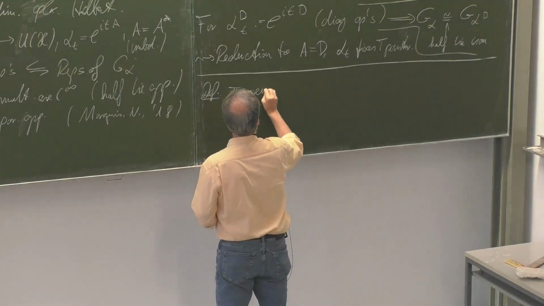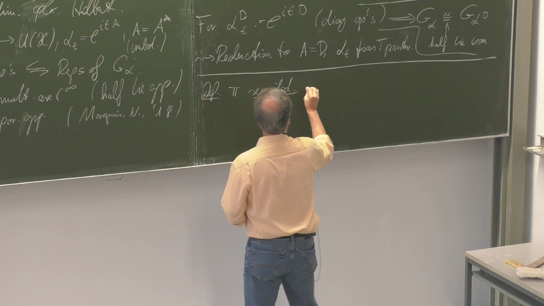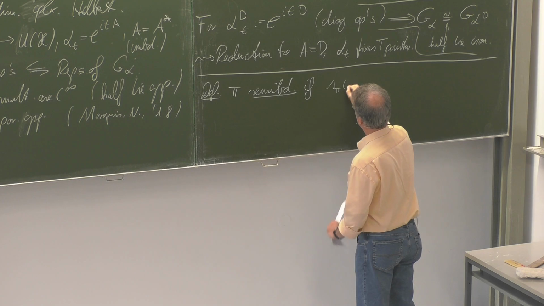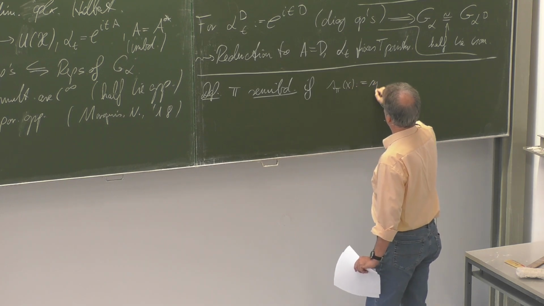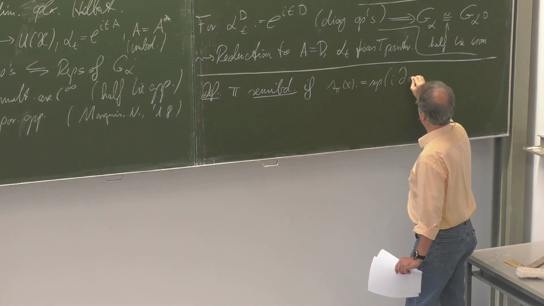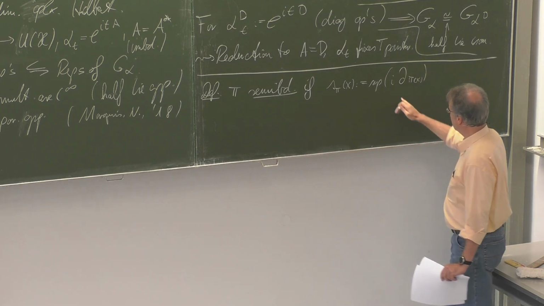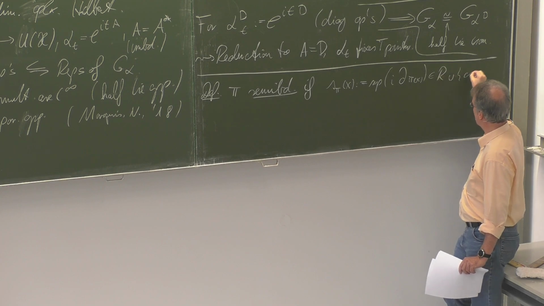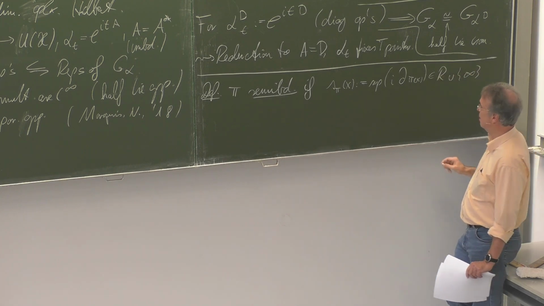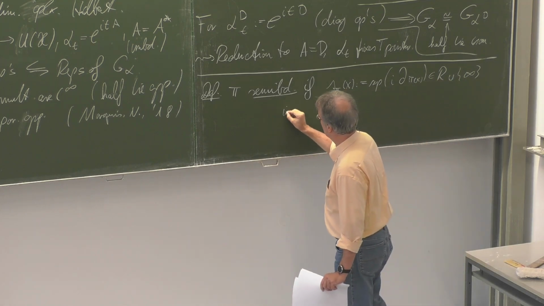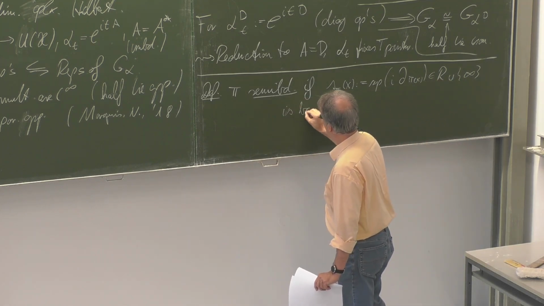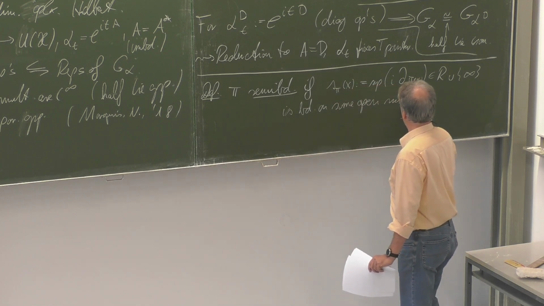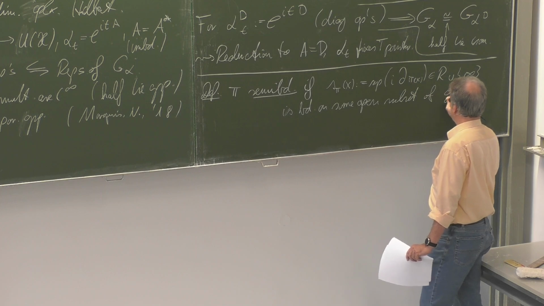π is semi-bounded if the following function, s_π(x) = sup of the spectrum of i dπ(x), which is a self-adjoint operator, so this supremum will have values in R or could be infinity, is bounded on some open subset of the Lie algebra.